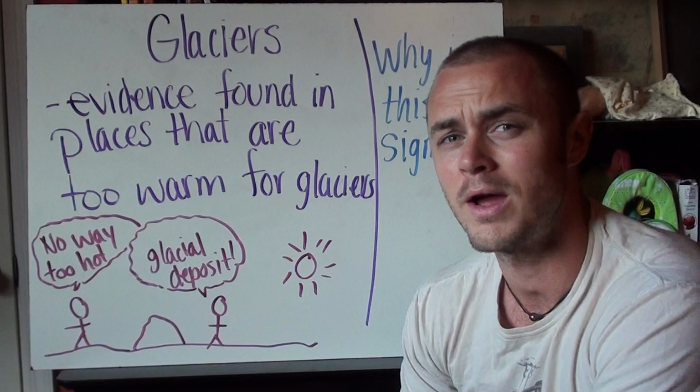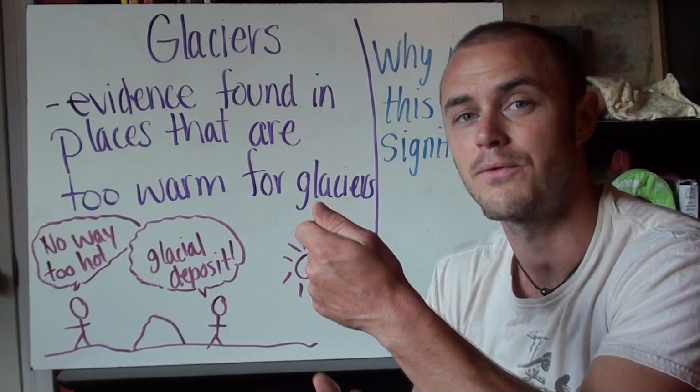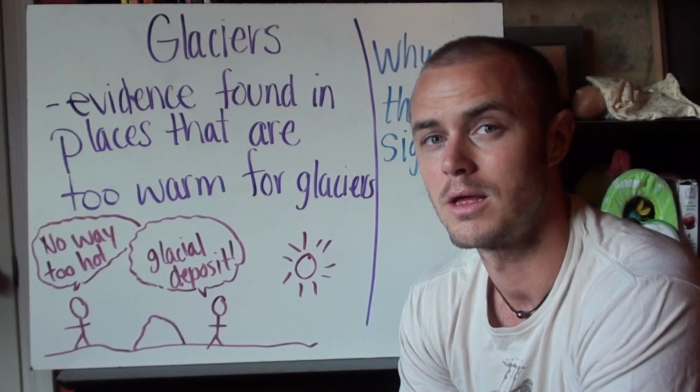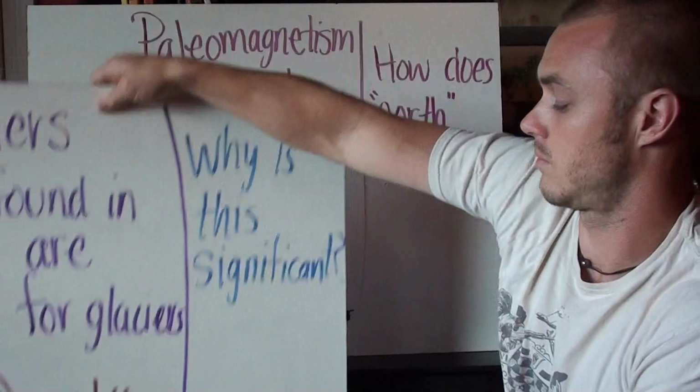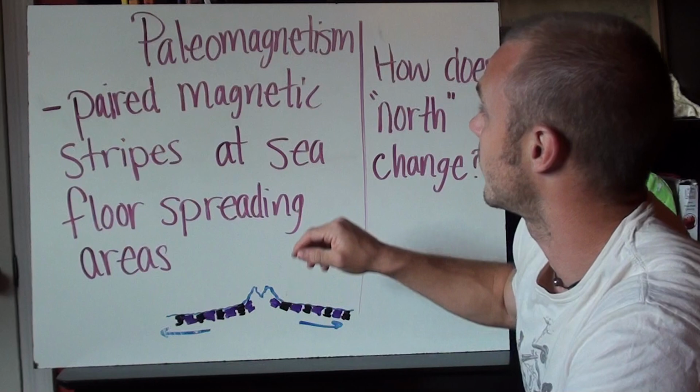And so, again, they said, well, continents could be moving from warmer sections of the Earth to colder sections of the Earth, or there could have been dramatic climate change. But this was a good piece of evidence because it was something that scientists could compare to now, because it was a process they were familiar with.